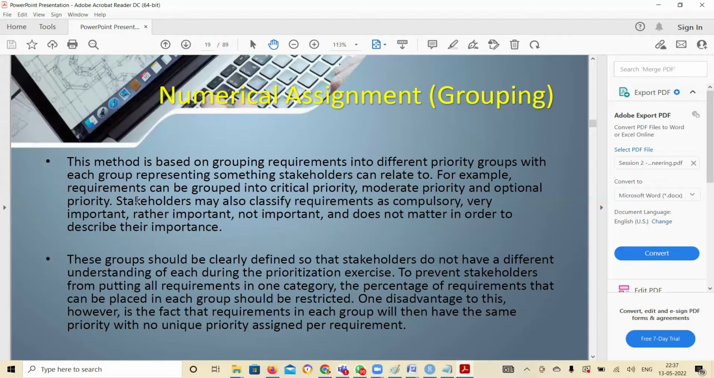But we basically have 2 types of prioritization: one, where you rank individually, and second, where you rank in terms of groups. The other techniques that we're going to talk about are an improvement on these 2 techniques only.